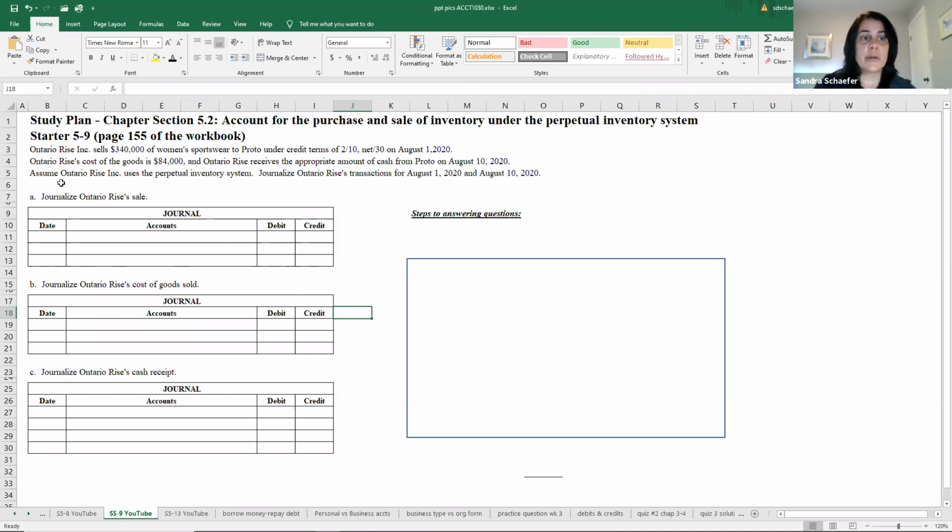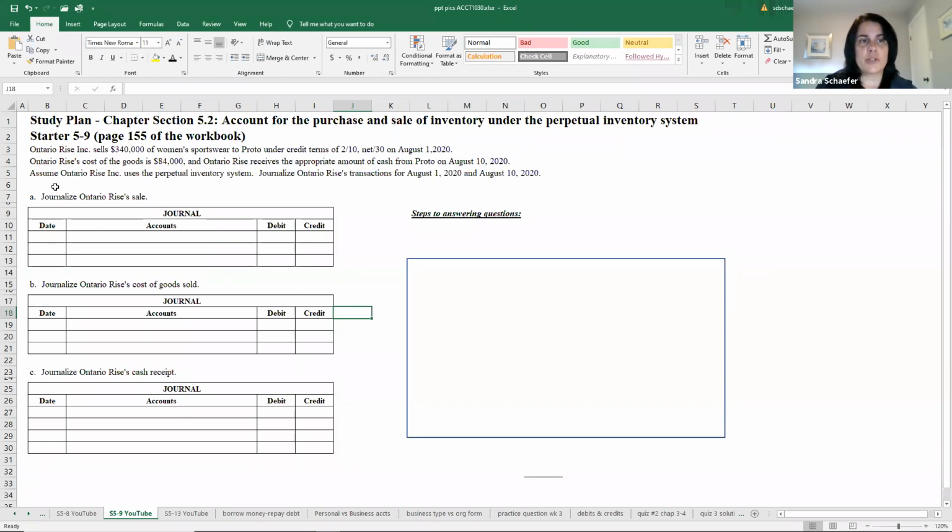In this question, Ontario Rise Inc. is the name of the company that we are dealing with. And this company sells $340,000 of women's sportswear to Proto, which is another company, under the credit terms of 2/10 net 30 on August 1st, 2020. Ontario Rise's cost of the goods that were sold is $84,000, and Ontario Rise receives the appropriate amount of cash from Proto, their client, on August 10th, 2020.